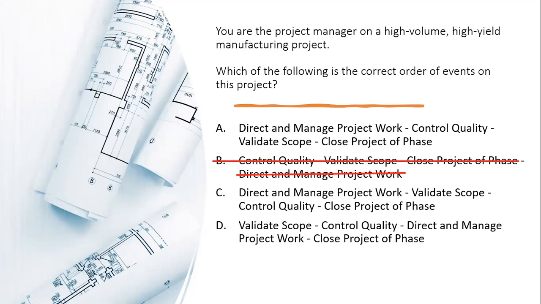Taking a look, we can also see that the sequence of events should be validate scope coming before close project or phase.